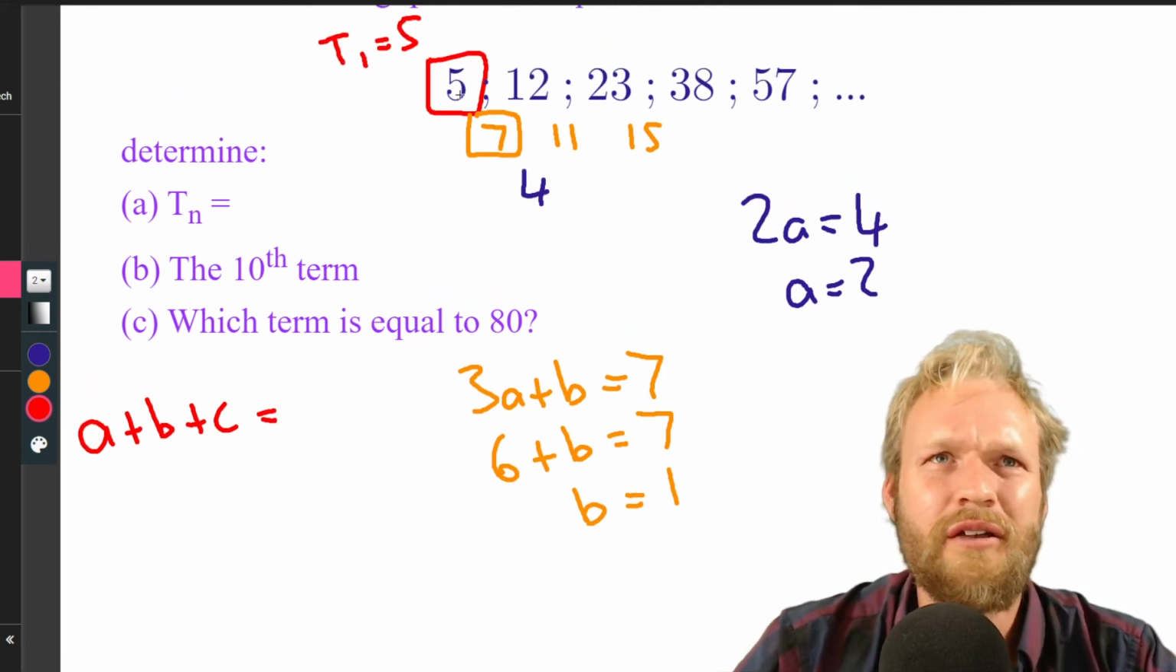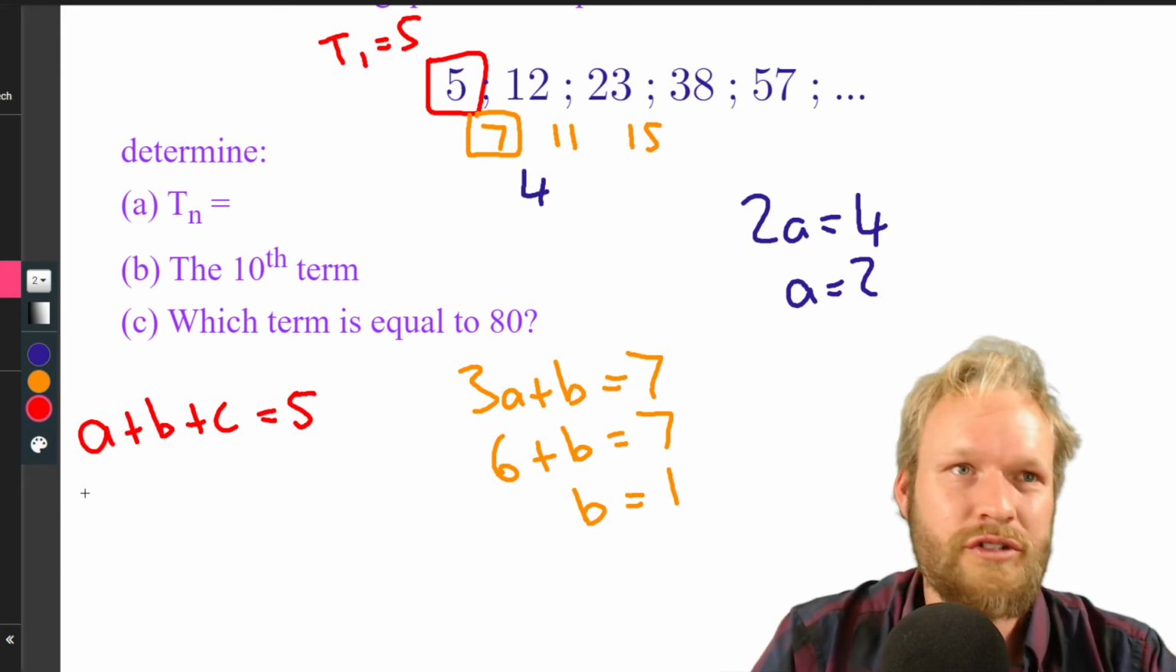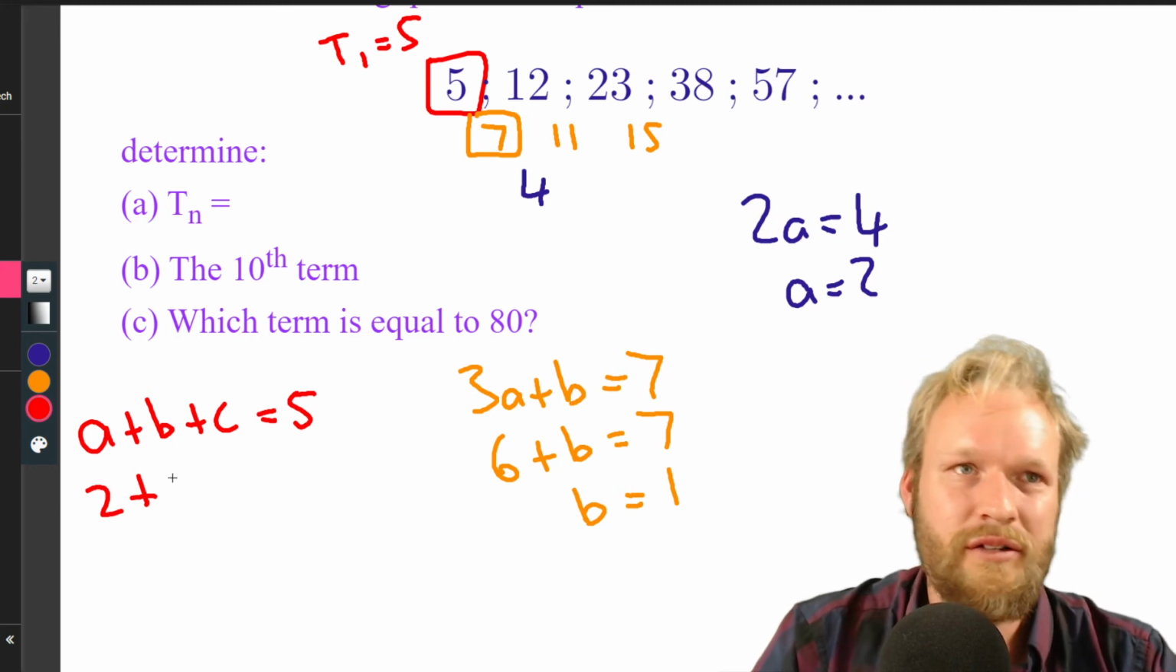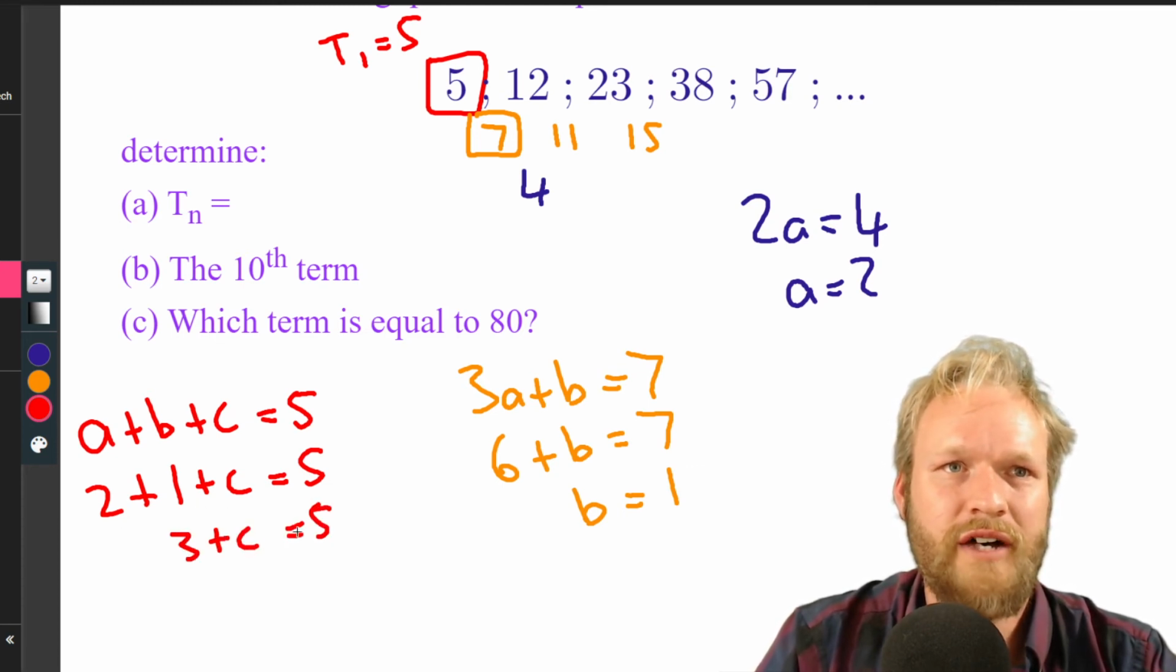What is the first term again? Oh, it was 5. A we know is 2, so that's 2. B is 1. 1 plus c, we don't know yet, we're trying to find, is 5. 2 plus 1, 3. Let's just capture this. 3 plus c equals 5. Oh, well, 3 plus 2 gives us 5.